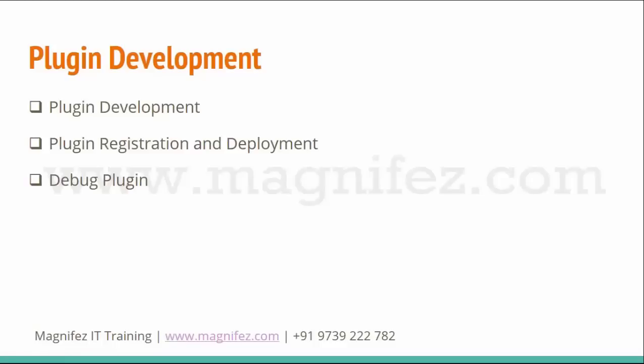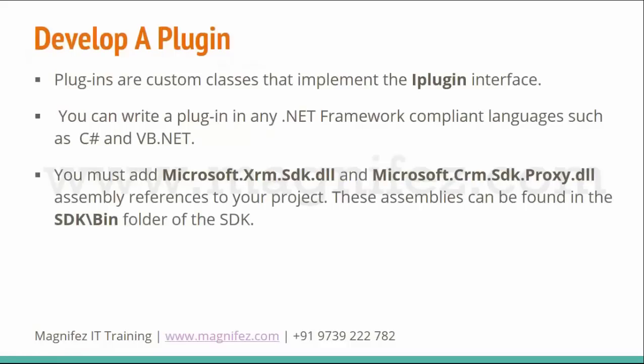Third one is if any issue happens with your code or plugin, then you need to debug the code. So there are different ways to debug it, online and on-premise. The options to debug are different. Now let's see how we can develop a plugin.